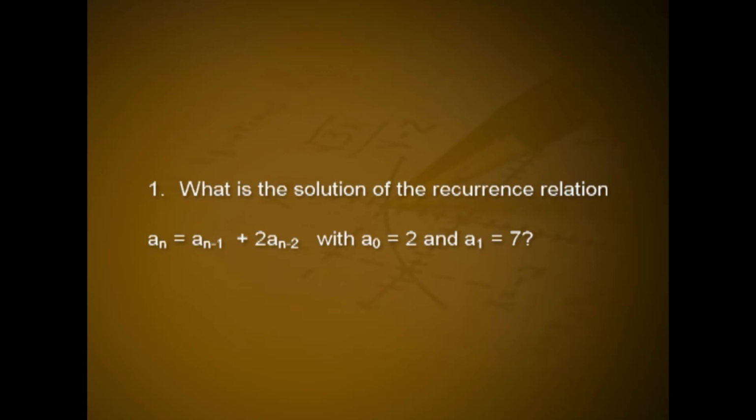Example 10. What is the solution of the recurrence relation An is equal to An minus 1 plus 2 into An minus 2 with A0 is equal to 2 and A1 is equal to 7. Solution. The characteristic equation of the recurrence relation is R square minus R minus 2 is equal to 0. Its roots are R is equal to 2 and R is equal to minus 1.